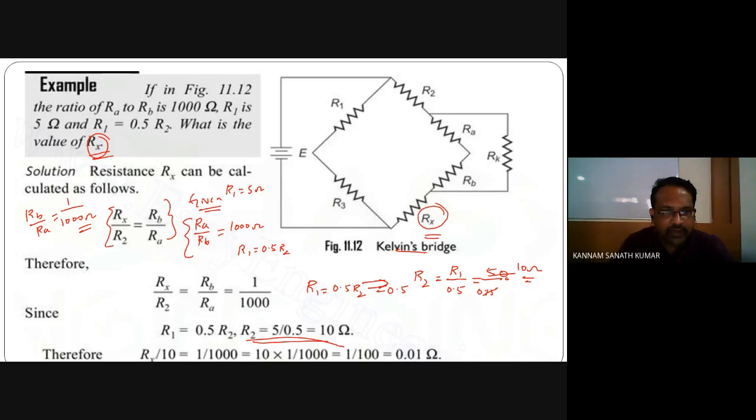Now Rx by R2 is how much? 10 ohms equal to 1 by 1000. So cross multiply, Rx equal to 10 into 1 by 1000. 1 0 cancel. So 1 by 100. So this is equal to Rx equal to unknown resistance is 0.01. So from this value, you can say that 0.01 is a lesser value, smaller resistance. So you can say that Kelvin bridge is mainly used to measure the small values of resistance. Either it may be a contact resistance or lead resistances. Okay, so this is how we can find out the unknown resistance.